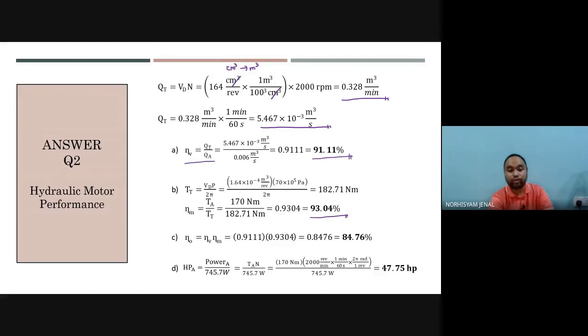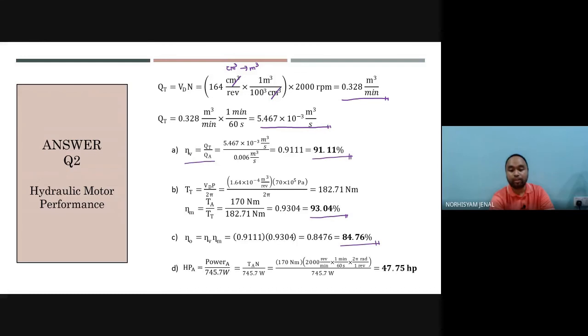You can also use the equation that we learned last time, but the equation will be different. So I prefer you to use this one. Find TT first, then divide it by your TA. Next, overall efficiency is just multiplication of volumetric efficiency times mechanical efficiency. So you get 84.76.